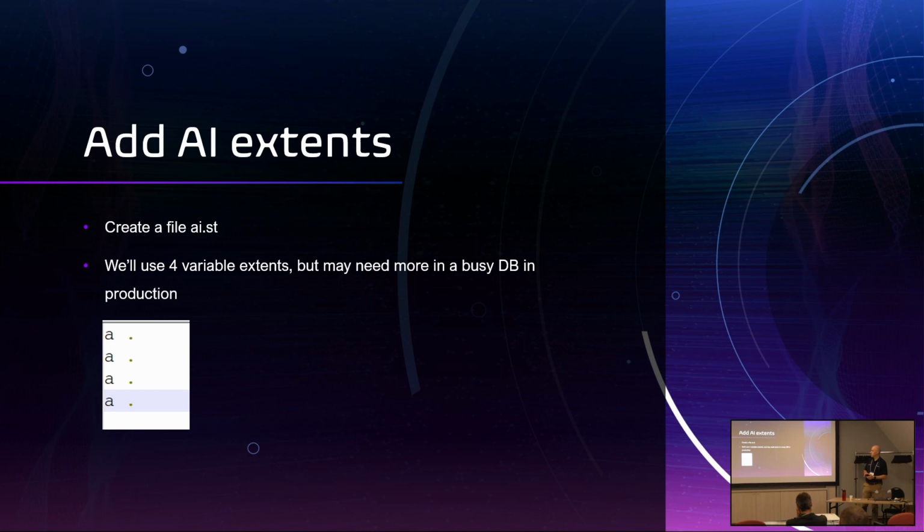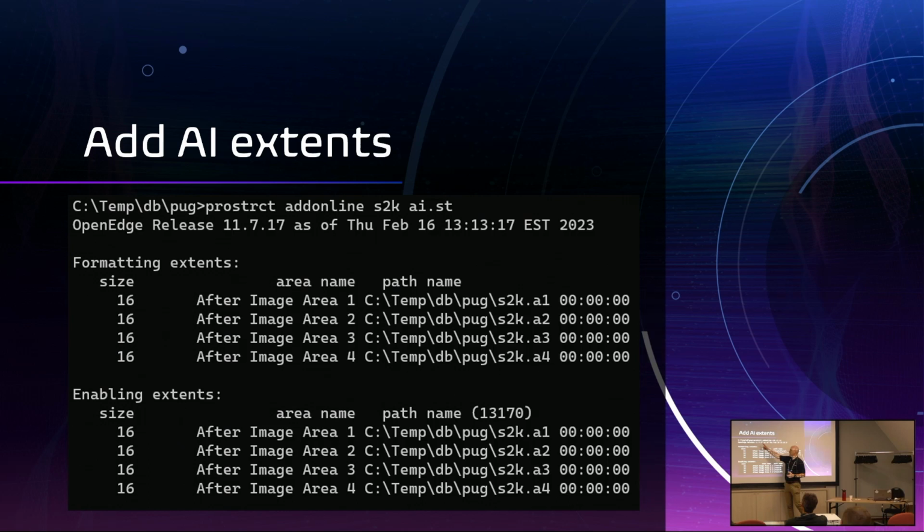Another utility that you will use quite a bit as a database administrator is the prostruct script. I want to add online. If you were doing this offline, you would just ignore the online bit, so you just say add. So add online, the name of the database, and the name of the file that we've just created, the ai.st. There's also a validate option. I forgot to do that step, but it's in a later slide, so I'll talk about that then.